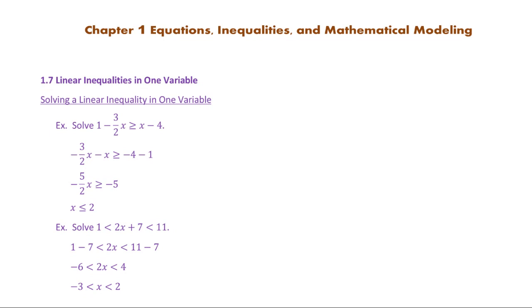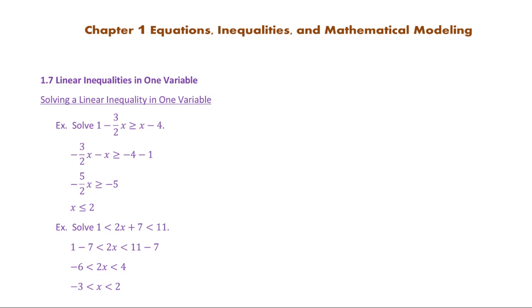So let's subtract x, move x from the right side to the left side, and it becomes minus. And move 1 to the right, so it becomes minus 1. Negative 3 over 2 x minus x is just negative 5 over 2 x. Negative 4 minus 1 is negative 5. Then you divide by negative 5 over 2 on both sides. You get x less than 2.